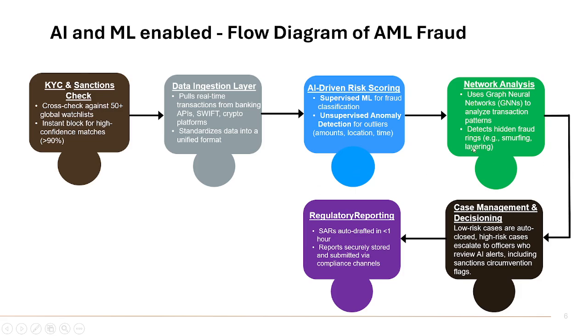The next one is network analysis. This part uses advanced graph techniques to map relationships between people and accounts. The next one is case management and decisioning. Here we can see low-risk alerts get closed automatically, while high-risk ones go to investigators.